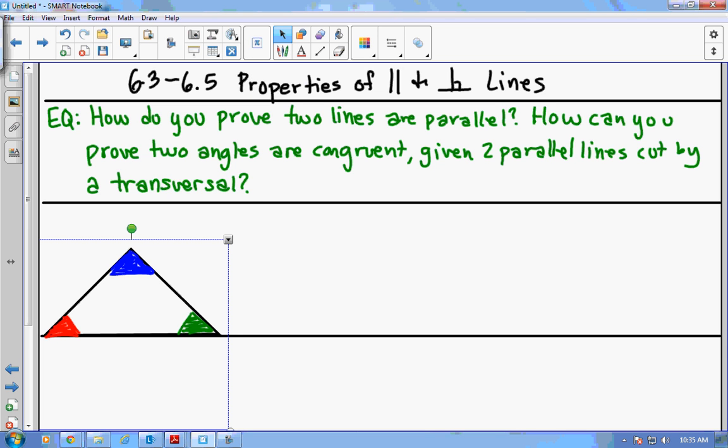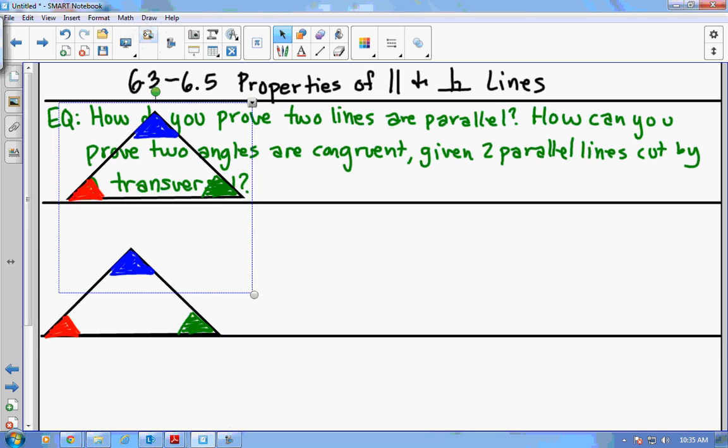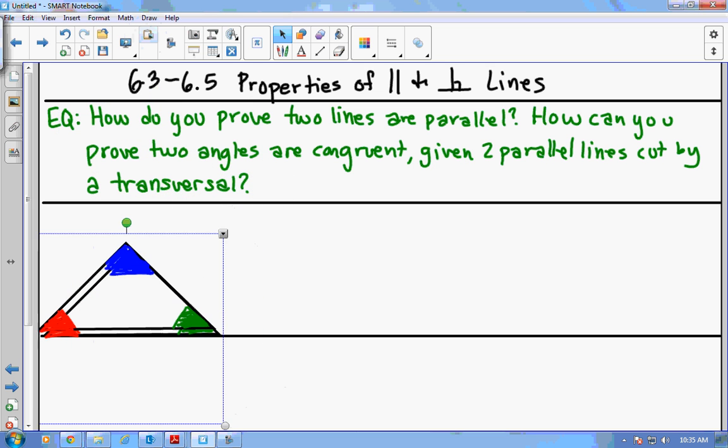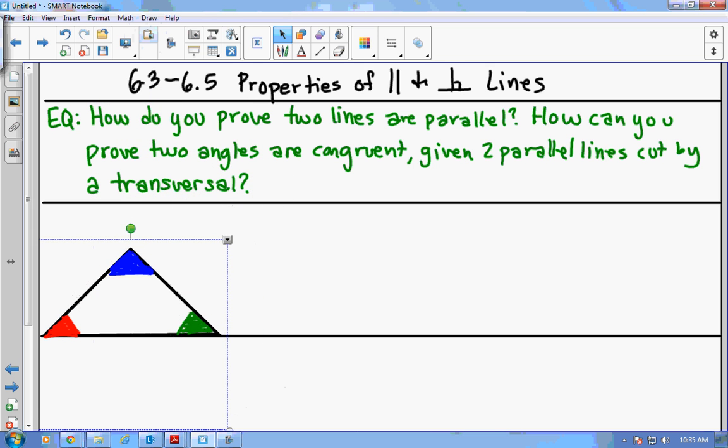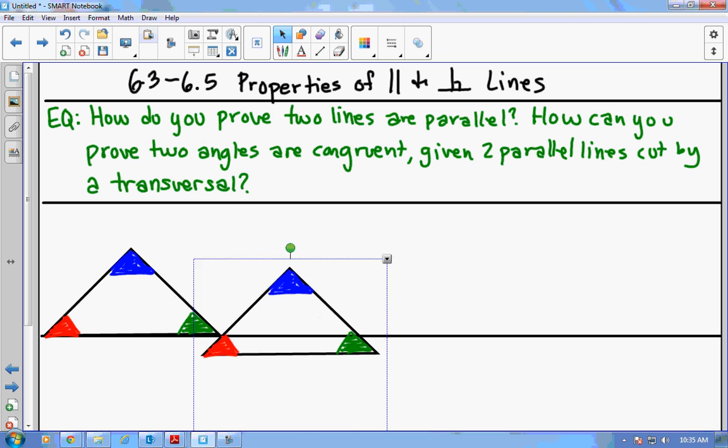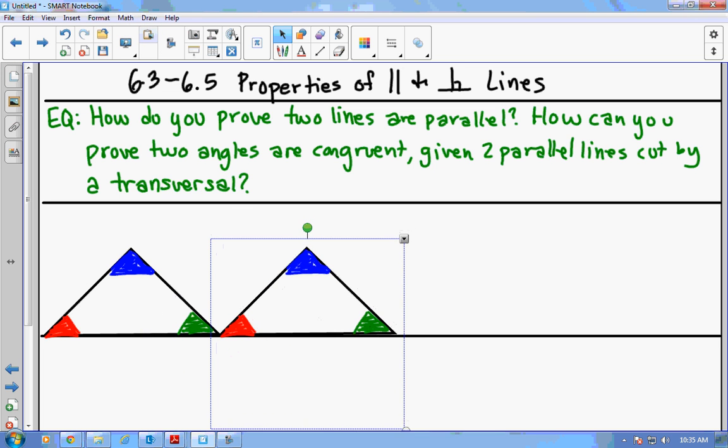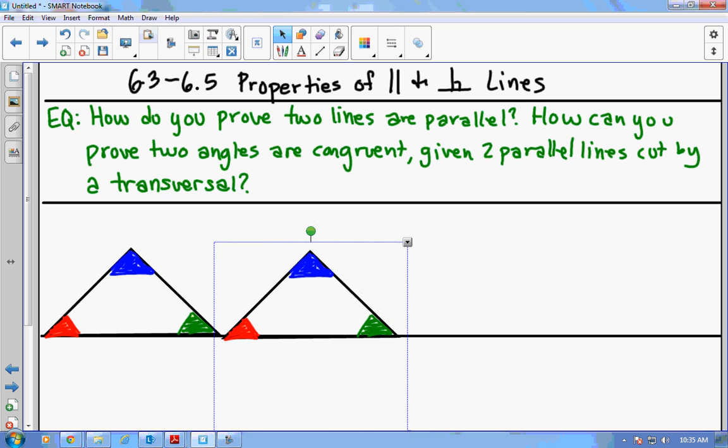Where's the paste button? Oh, paste? Aha. What I'm going to do is lift up my triangle, and I'm going to make a duplicate, but the corner needs to touch. It should be on that line you drew, and it should be right next door, touching corner to corner. I want you to trace it again, and color the angles the same way you did the first one.